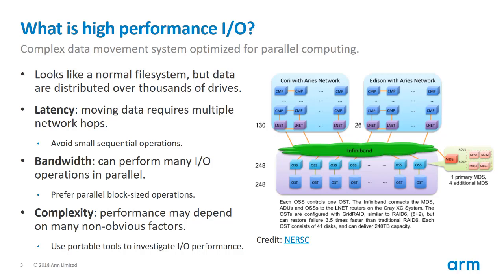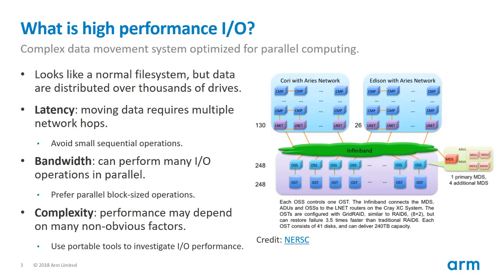In these systems, multiple network hops are usually required to perform any I/O operation, so latency will be a bit higher than what you're used to on the local file system. And that means you should avoid small sequential operations like file open and close or sub-block writes.